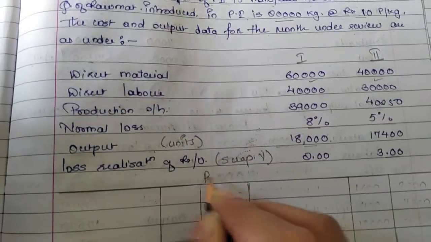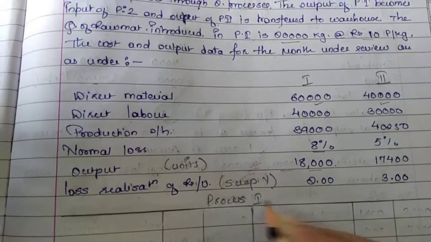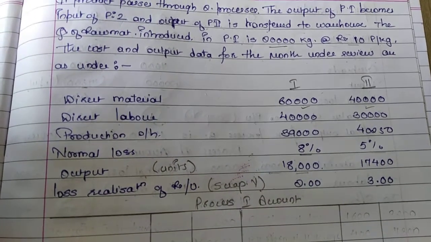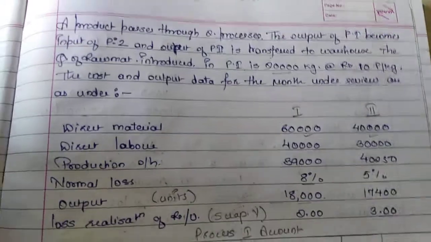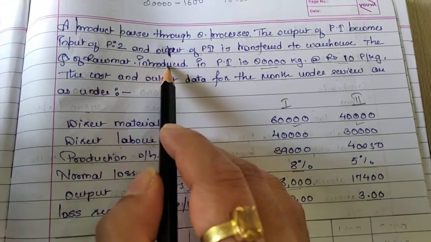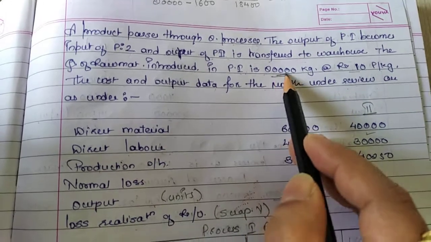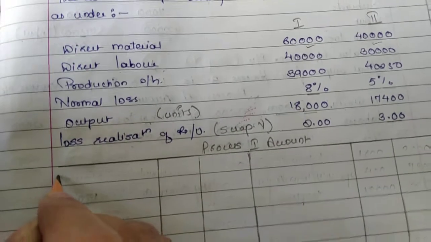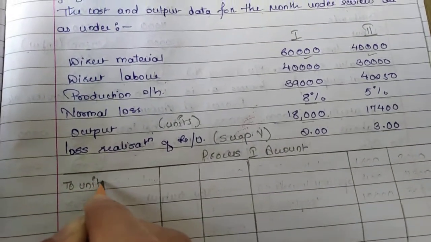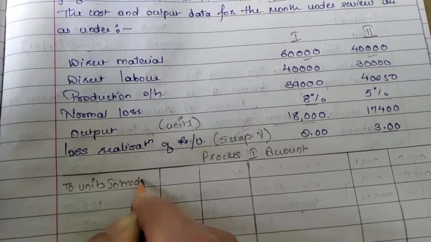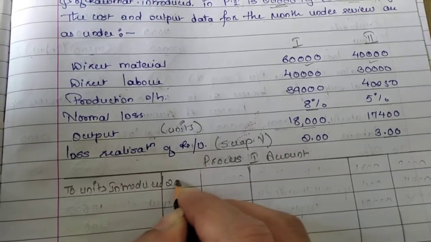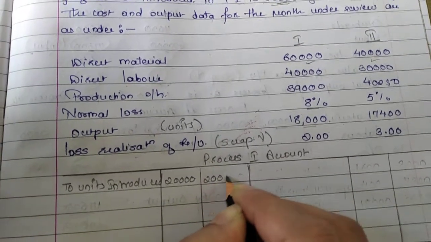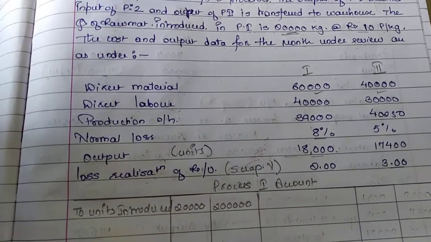So we'll first prepare process 1 account. Considering the opening balance in the process 1 account, they have already given us the details here. Quantity of raw materials introduced in process 1 is 20,000 kg at the rate of rupees 10 per kg. So we have to write over here 20,000 units introduced, that is 20,000 kg at the rate of rupees 10, which comes to 2 lakhs rupees.